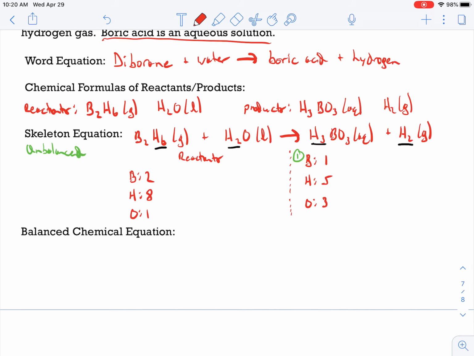So when we go to write our balanced chemical equation, B2H6 is a gas that's going to combine with H2O as a liquid. It's going to produce our boric acid, which is H3BO3, which is an aqueous solution, as well as hydrogen gas.